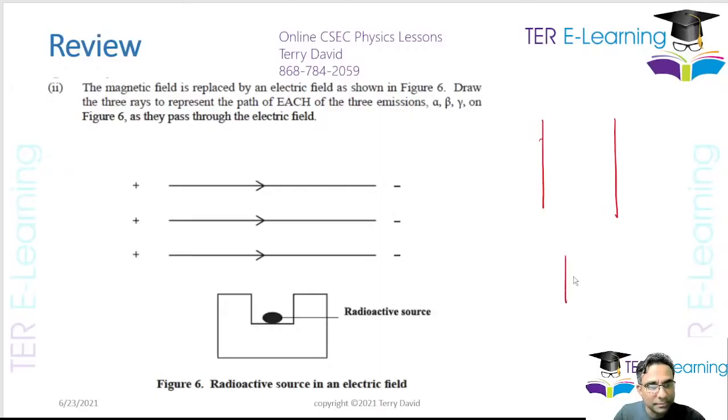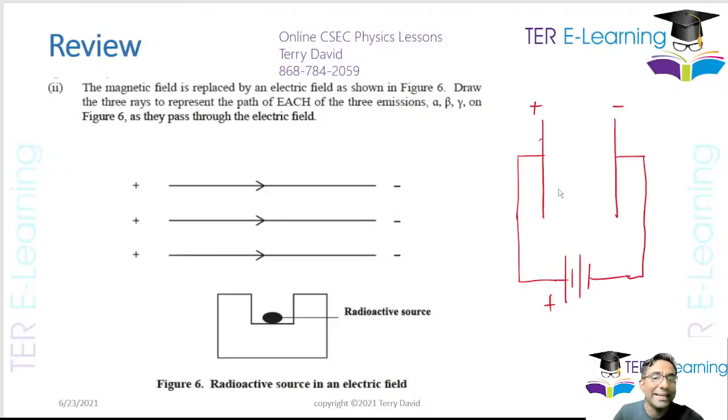You have two plates and a battery, and we connect one end to the positive terminal of the battery, and you connect it like this. And what we can do is create a field. So this is my electric field here. We have a radioactive source, that's this thing here. And they said, draw the three rays as they pass through. So we're looking to see what happens to alpha, beta, and gamma.